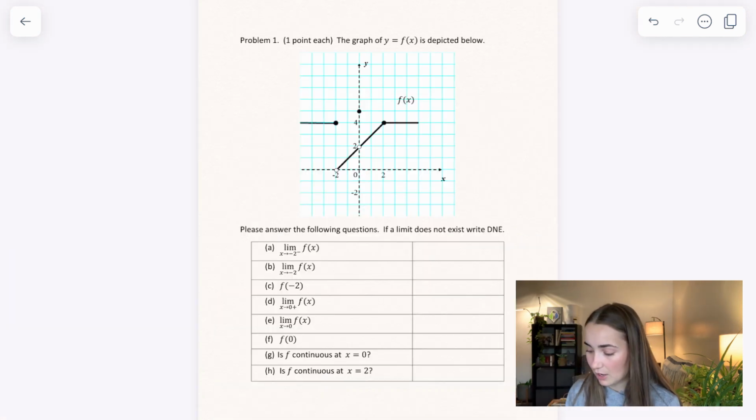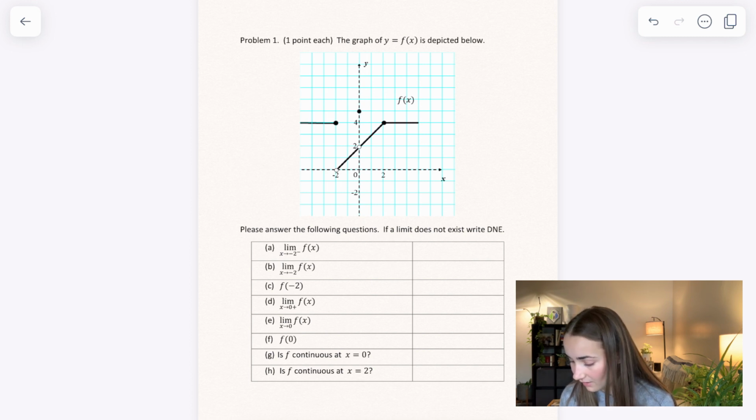But first, we're given a graph of a function, and it's asking us to find all the different parts of the limits. So let's go ahead and do this. First, we're going to look at the limit as x approaches -2 from the left side. So if I look at -2, it's going to be this value right here, and we're going to approach from the negative side of that. So that's going to be this function right here. And as we can see, it's approaching a value of 4. And so that's what I would fill in for part A.